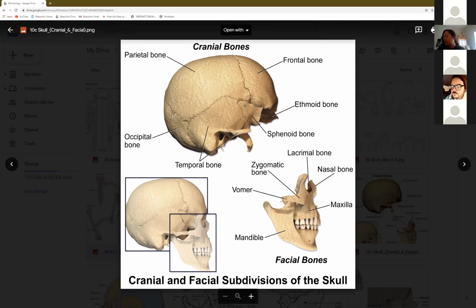The sphenoid bone is the bone just medial of the zygomatic arch. The lacrimal bone, lacrimal means tear. We'll show that in more specificity later. The nasal bone is basically the bridge of your nose. The maxilla is basically your upper muzzle, and the mandible is your jaw.